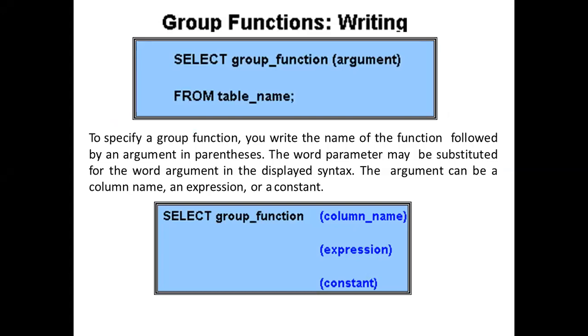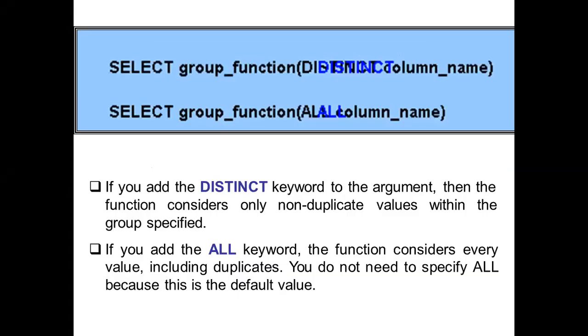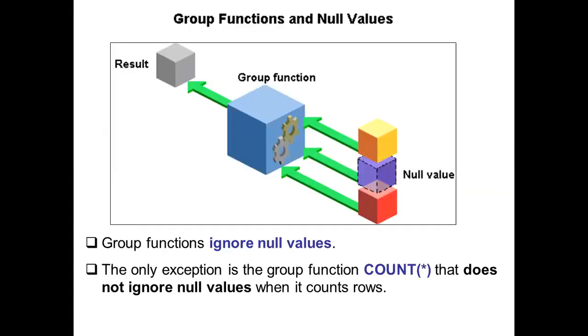So this is the syntax for the group functions. We have the select, distinct and all keywords here. If you add the distinct keyword, then the function considers no duplicate values within the group specified. For the all keyword, we don't need to mention it, because if we don't mention anything, all is taken as the default value.